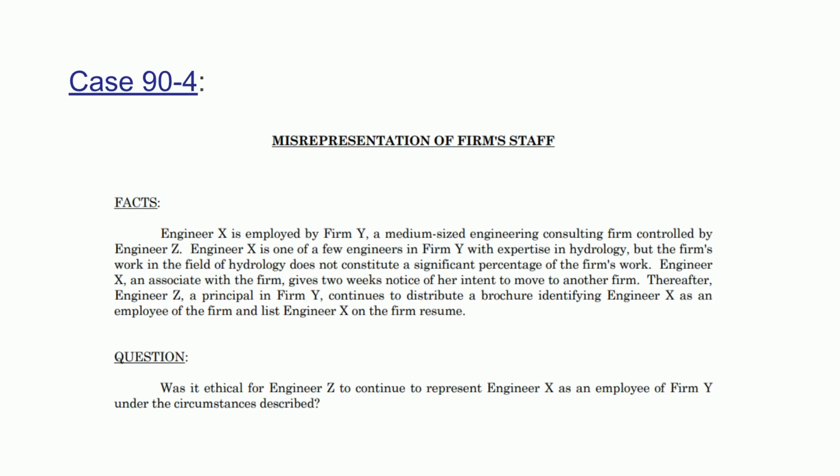An engineer X is employed by firm Y, a medium-sized engineering consulting firm controlled by engineer Z. Engineer X is one of the few engineers in firm Y with expertise in hydrology, but the firm's work in the field of hydrology does not constitute a significant percentage of the firm's work. So the engineer knows about hydrology, but the firm doesn't do much hydrology work. The engineer X, an associate with the firm, gives 2 weeks' notice of her intention to move to another firm.